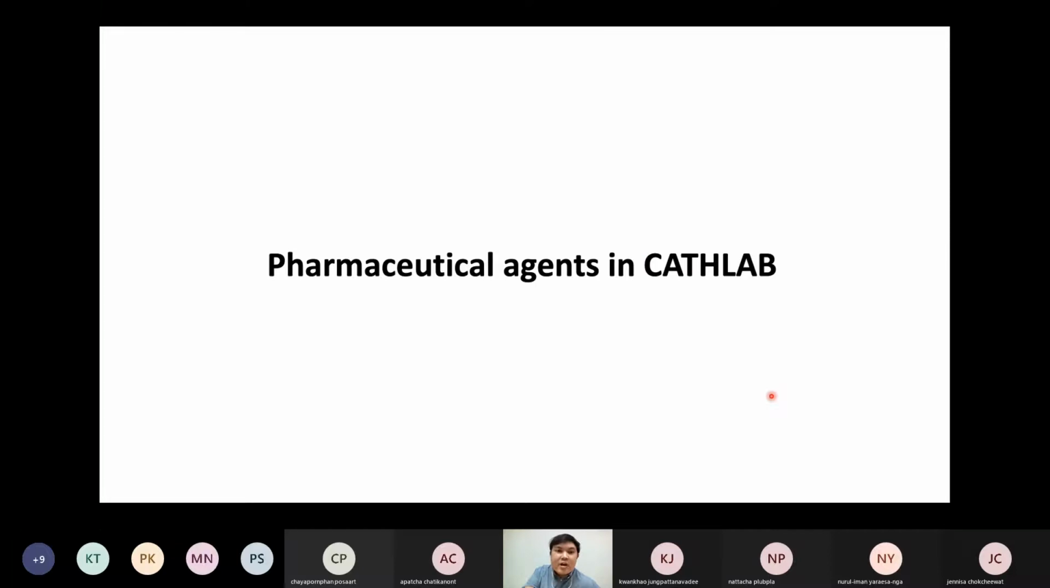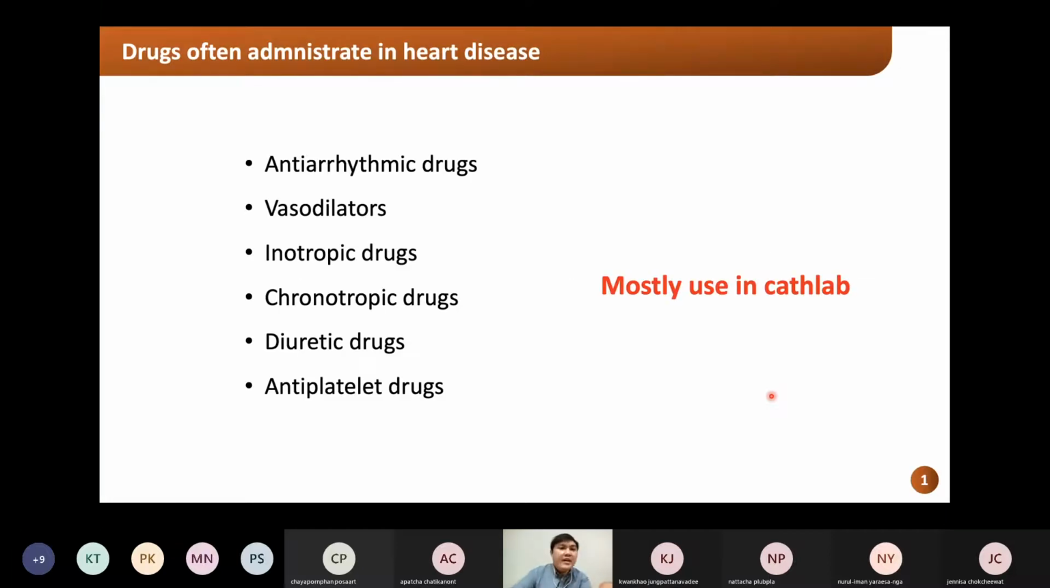All right, so let's start with the pharmaceutical agents in the cath lab. Here in the list, you might be familiar with this, you might have learned about this before in your second year. I'm not sure about that. Maybe on the bio or clinical side, something like that, right?